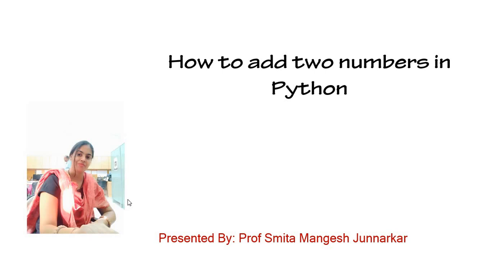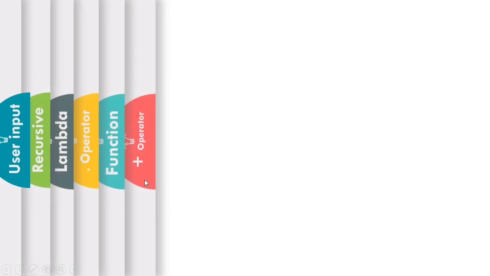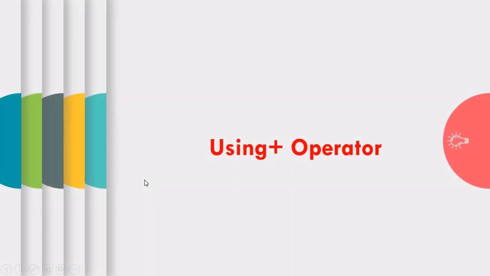In today's video section, we are going to see how to add two numbers in Python. So these are the very easy steps. Let's learn step by step. First method is using plus operator.